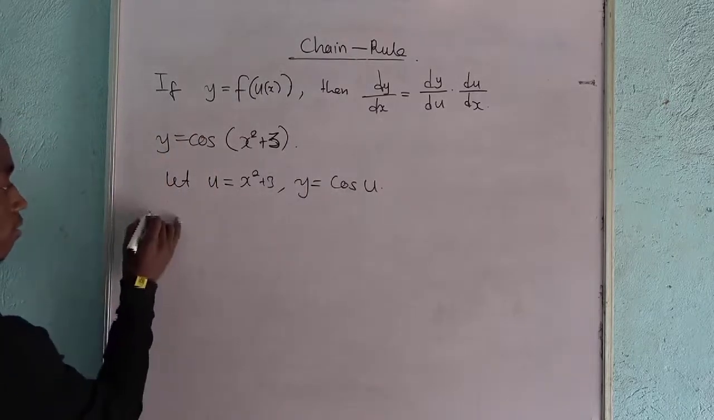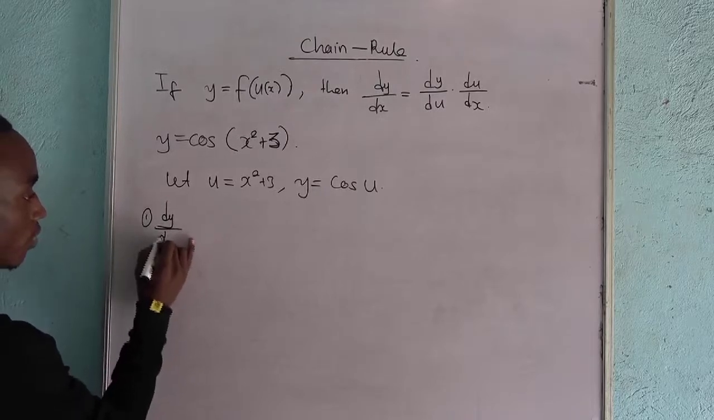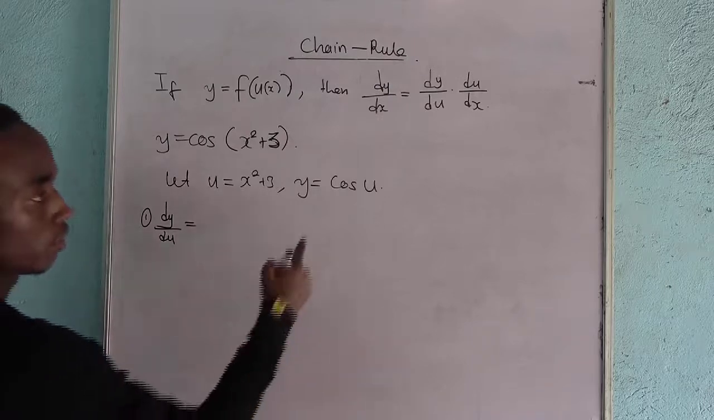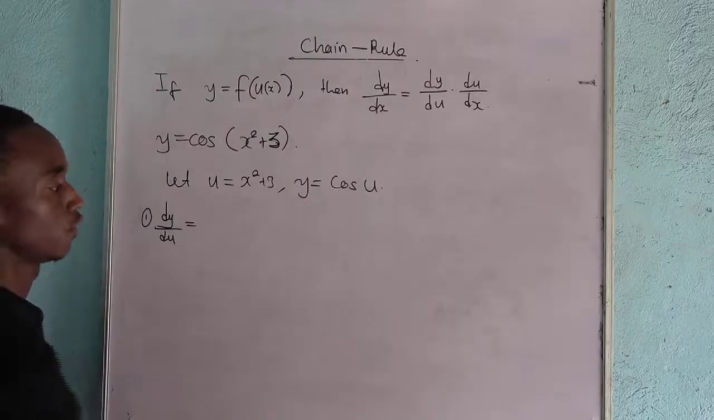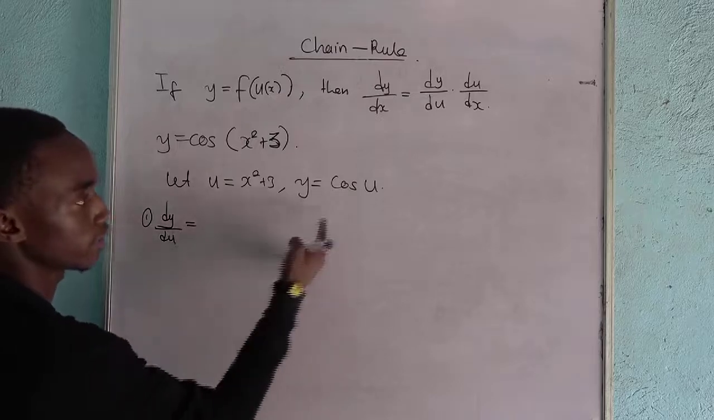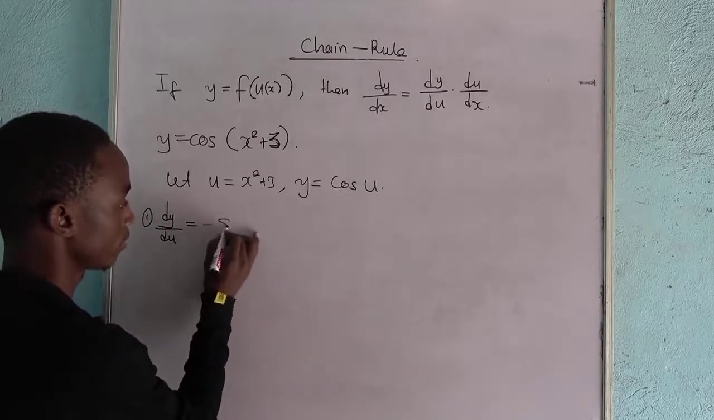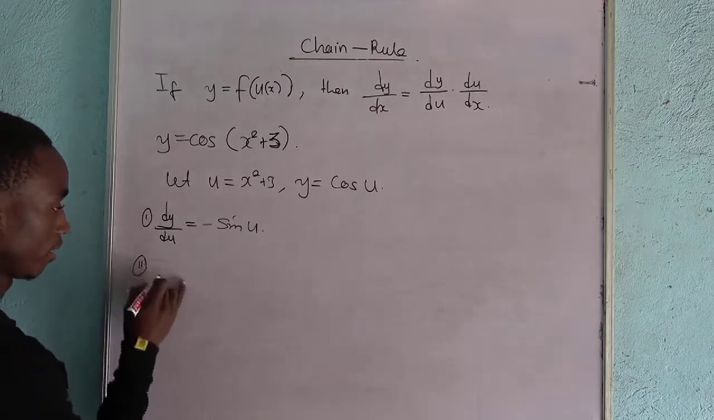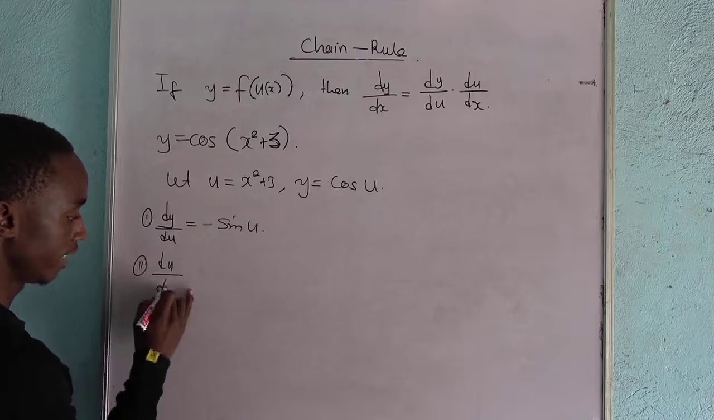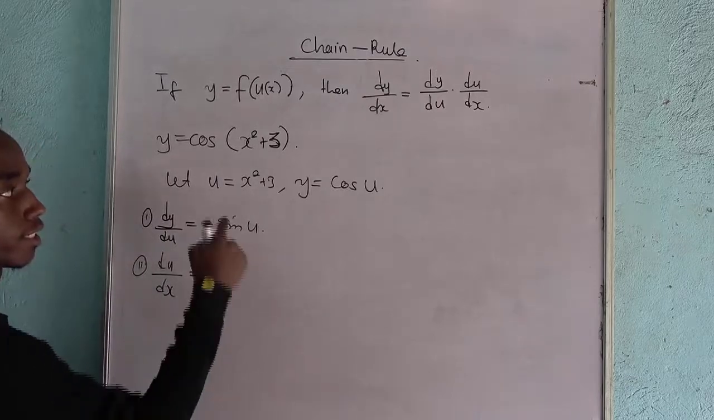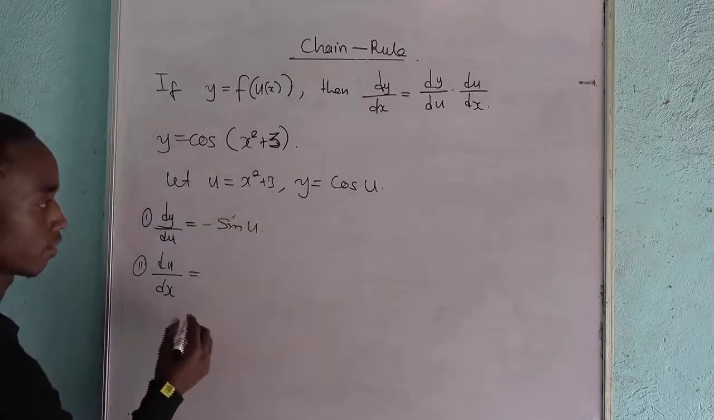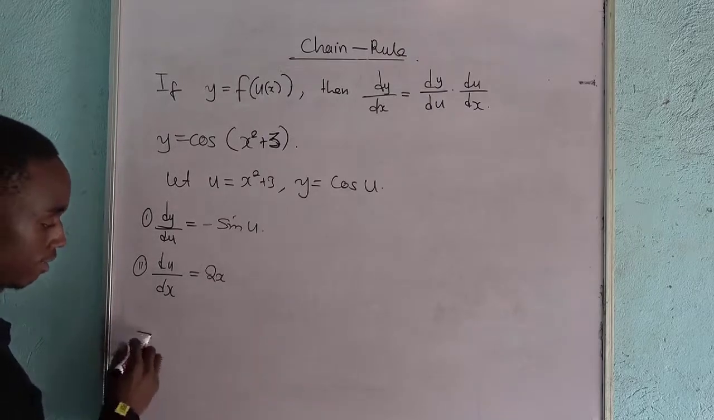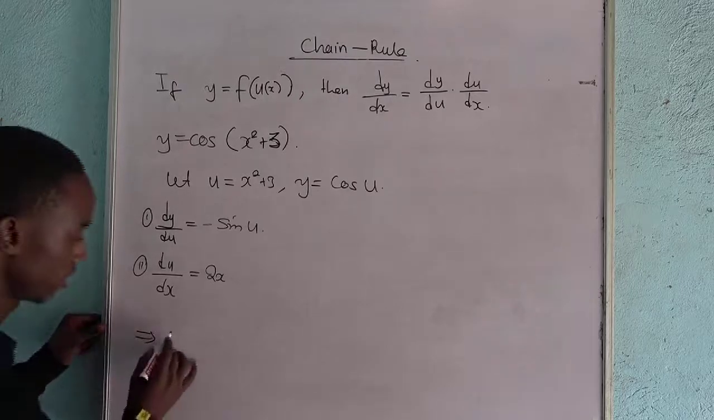First of all work out dy/du, and later on we're going to solve for du/dx. So dy/du is obviously based on y and u here. Differentiating this one, this becomes negative sine of u, and then du/dx is based on u and the x there, so that we have 2x.